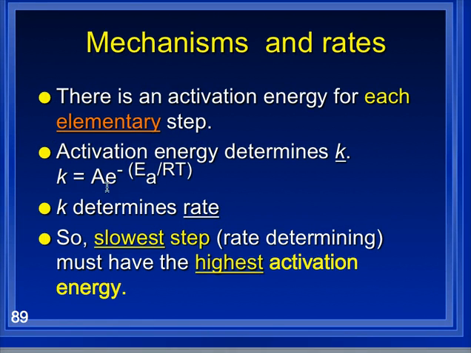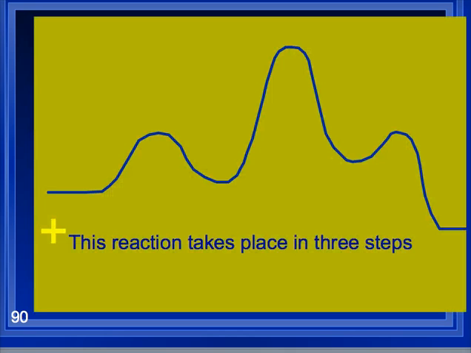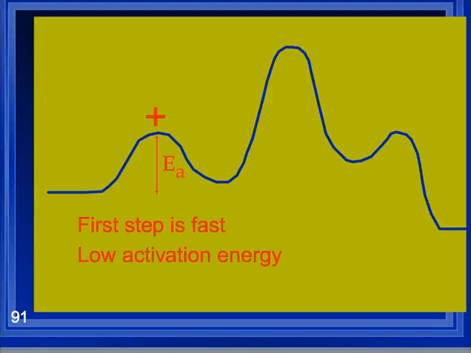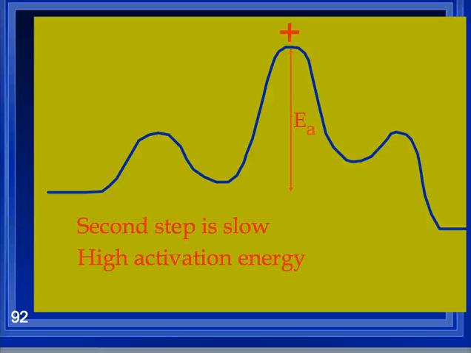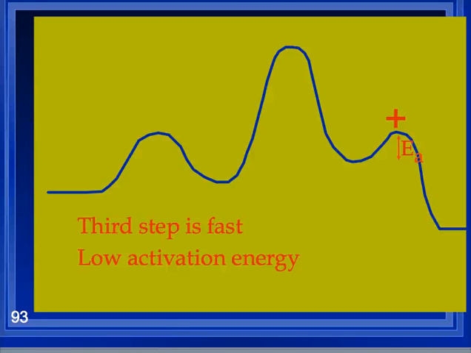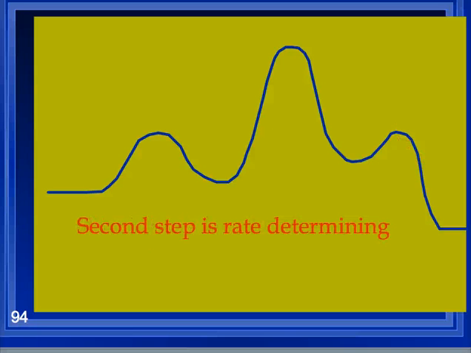All right, in conclusion, we have the activation energy is related to the rate constant. The slowest step is the rate determining step, and it has the highest activation energy. A graphical relationship of this is shown here. First step, second step, third step. Looks like the third step is the quickest, but what's most important is the rate determining step, which is the slowest step, the one with the largest activation energy.